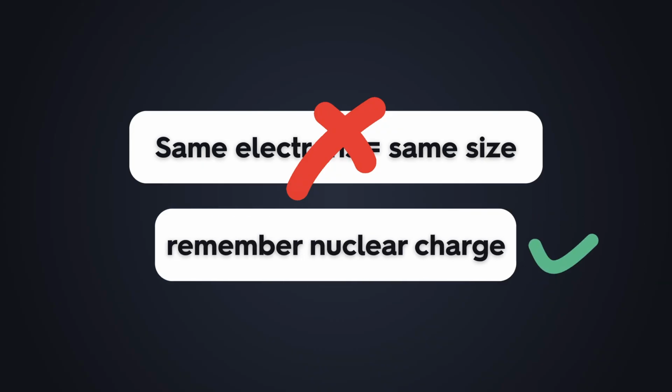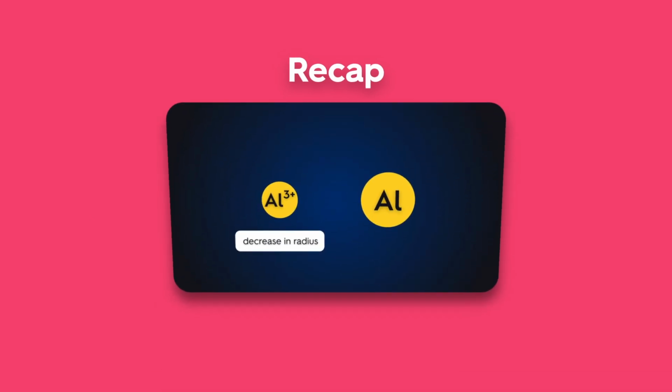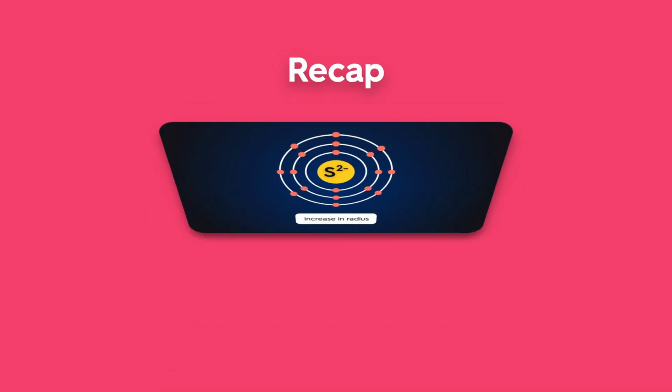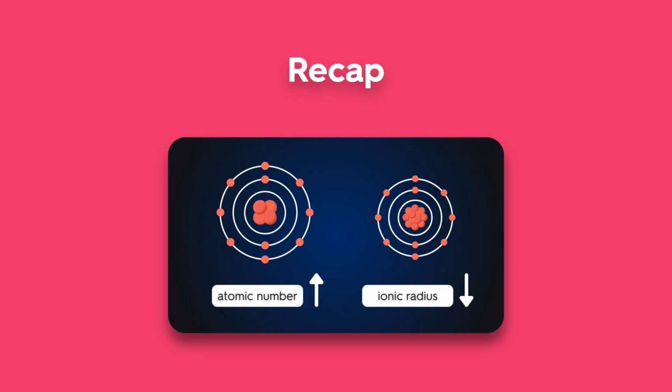Nuclear charge still matters. To recap, cations are smaller, anions are larger, and for isoelectronic species, more protons mean a smaller radius.